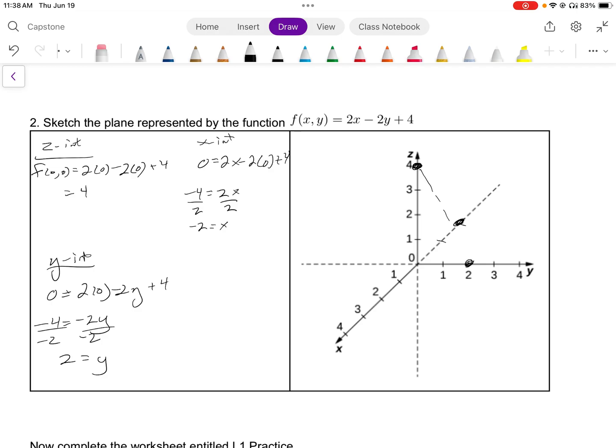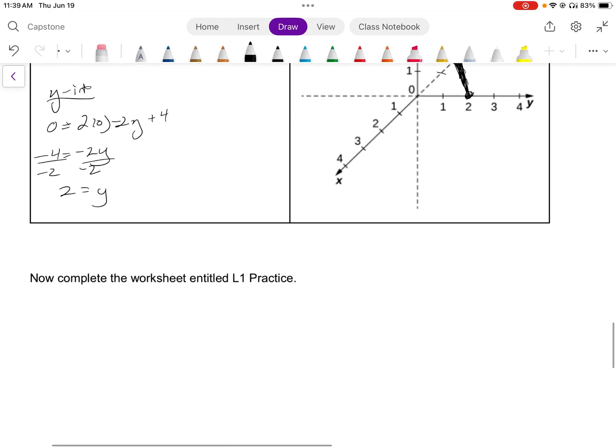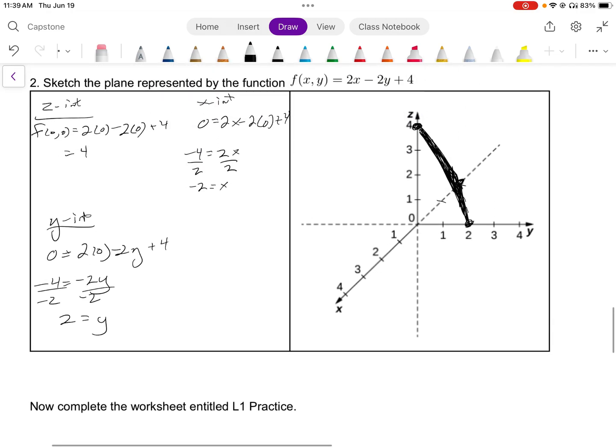And that gives us kind of a steeper looking plane. It kind of goes off from here.